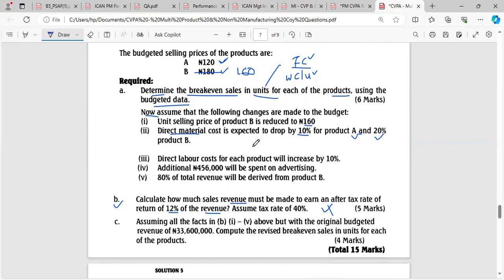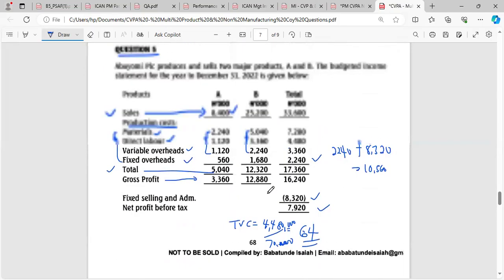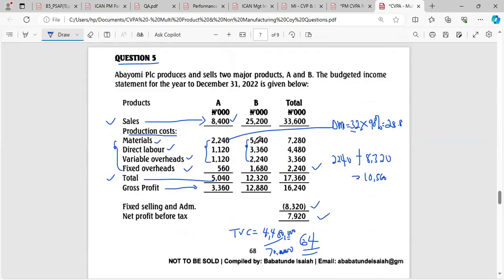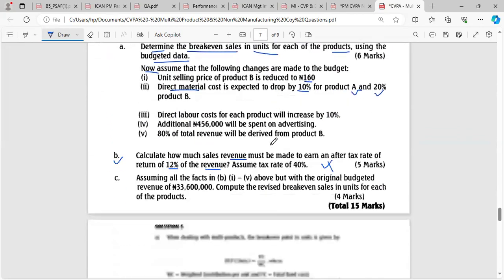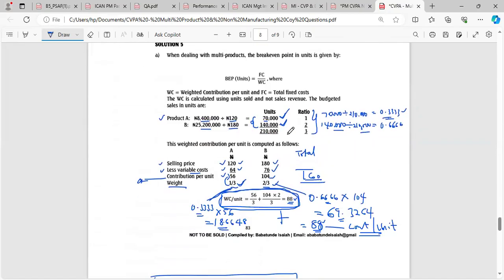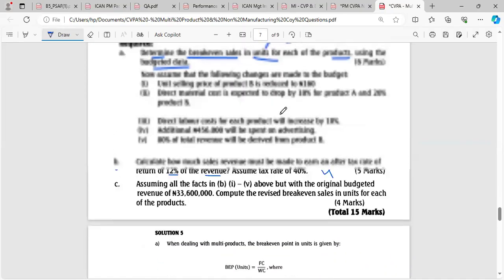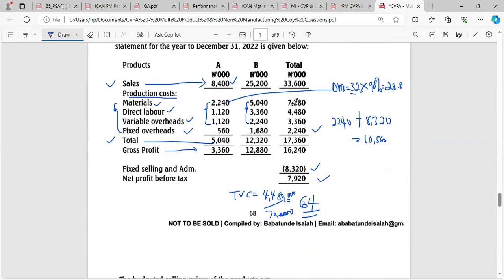They've now said 20% for product B. So we need to reduce direct material costs of product B by 20%. How much was it before? Before we reduce it, we have 5040 divided by the quantity. What was the quantity? 140,000. So divided by 140, we got 36 too. Okay, this one is 32, and this one we got 36. Direct material.